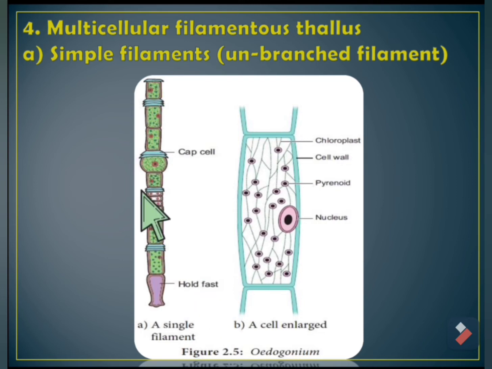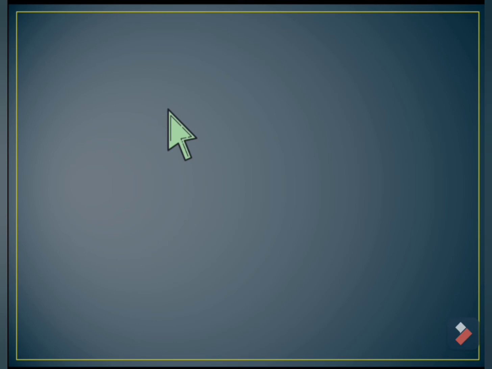And in the case of Oedogonium, here you see that there is further differentiation as compared to Spirogyra and Ulothrix. In Oedogonium, the cells are differentiated into rhizoidal cells here, which form the holdfast. Then the vegetative cells, these are the vegetative cells. And these which have the cap cells are known as cap cells, and they function as reproductive organs. So next, this is the simple filament.